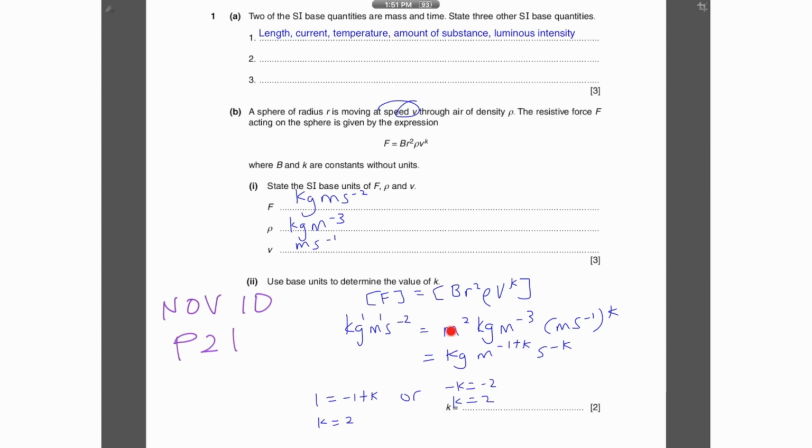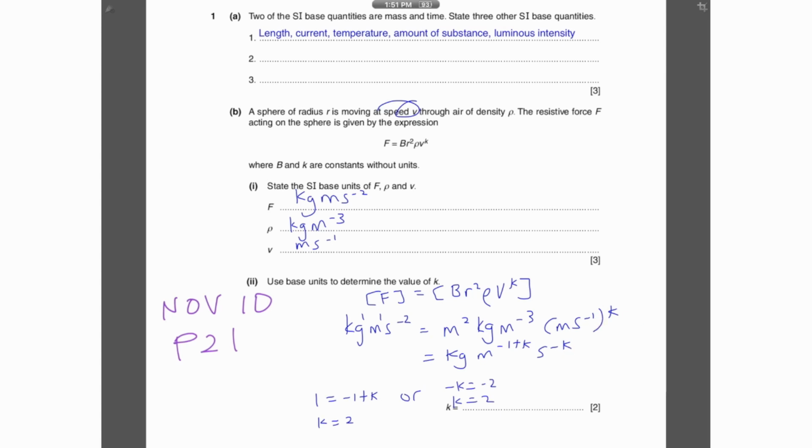So what you need to do is to expand all of this and combine the expressions for m and s together. The kg is by itself, but for m, can you see the m squared and m negative 3? So 2 minus 3, you get negative 1. And then don't forget there's an m to the power k, so it's negative 1 plus k. As for s, it's just power of negative 1 times k, so it's power of negative k.